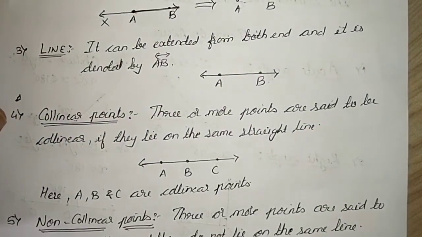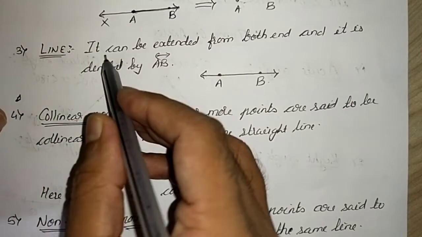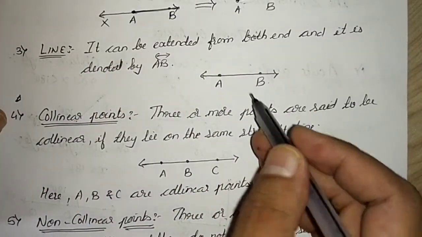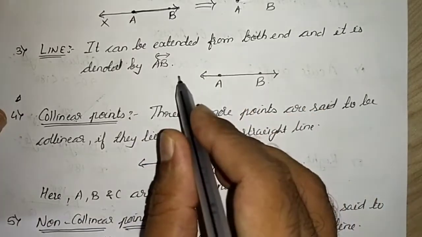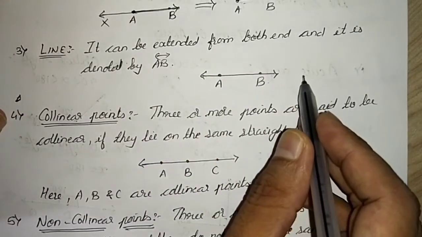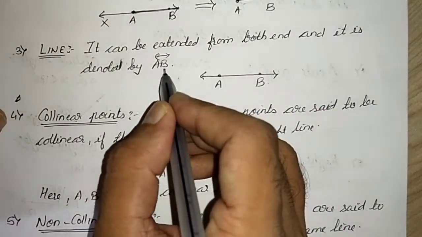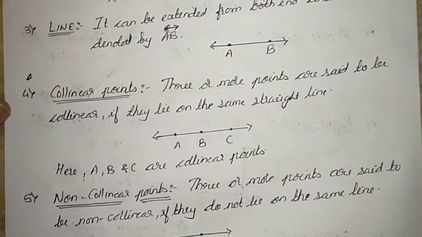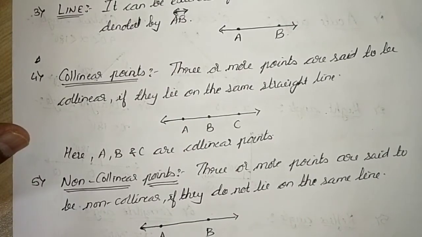Moving to line. You know very much what a line is. It can be extended to both the sides, over here also and over here also, and it is denoted by a line with arrows like this.